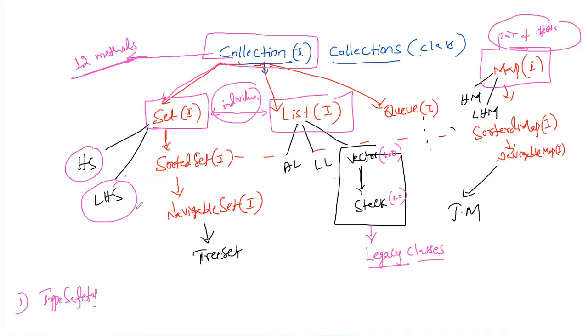All of these allow homogeneous or heterogeneous elements, except TreeSet, which allows only homogeneous kind of data, and TreeMap, which is also homogeneous. The remaining all allow both homogeneous as well as heterogeneous. Because of this combination of homogeneous and heterogeneous data or objects, there is a problem of type safety. We cannot make sure what kind of data this HashSet contains.